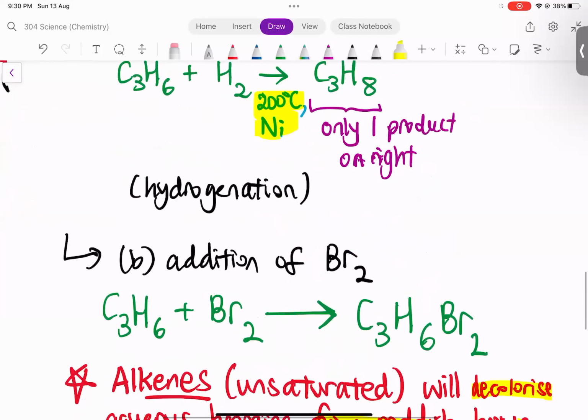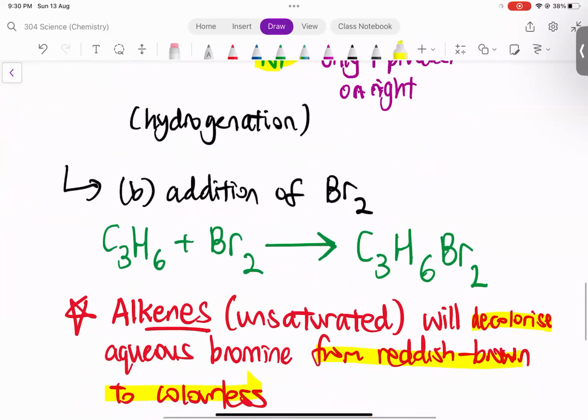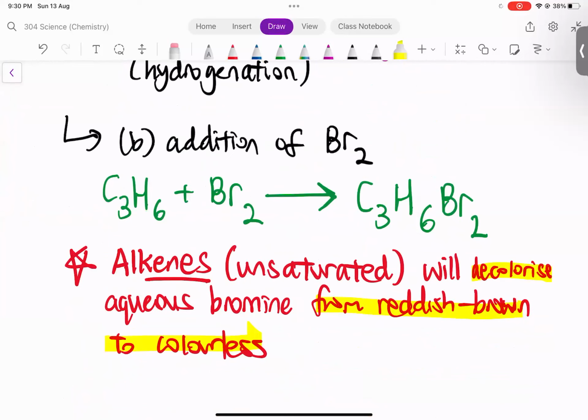Now, next, we can also add bromine. This is particularly important because the addition of bromine is a useful test for the presence of carbon-carbon double bonds. So alkenes will react with aqueous bromine. Therefore, alkenes, which are unsaturated, will decolorize aqueous bromine from reddish brown to colorless. This is a very, very useful and important test. You need to know this test very well. Add aqueous bromine, and it will decolorize aqueous bromine from reddish brown to colorless if it's unsaturated, if there's a carbon-carbon double bond.